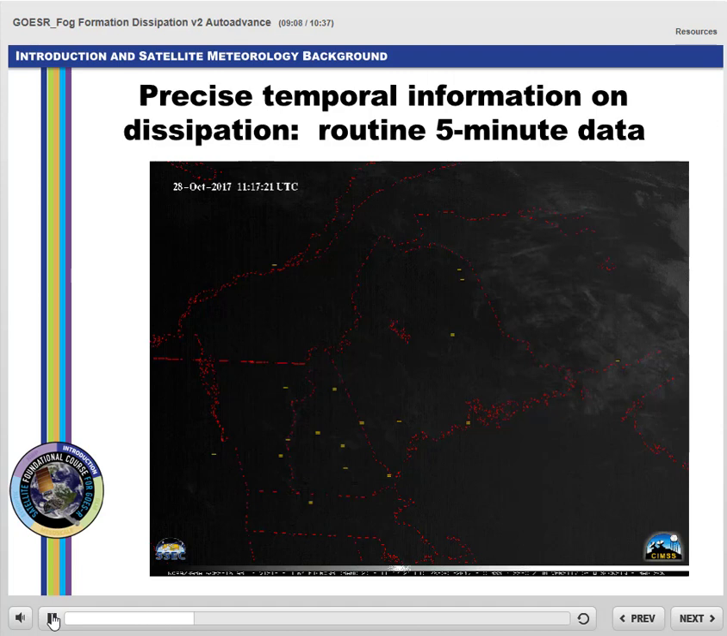GOES-R has routine 5-minute data over CONUS. This is handy when precise information on dissipation time is required. If you need even more precision, request a meso and get 1-minute data.